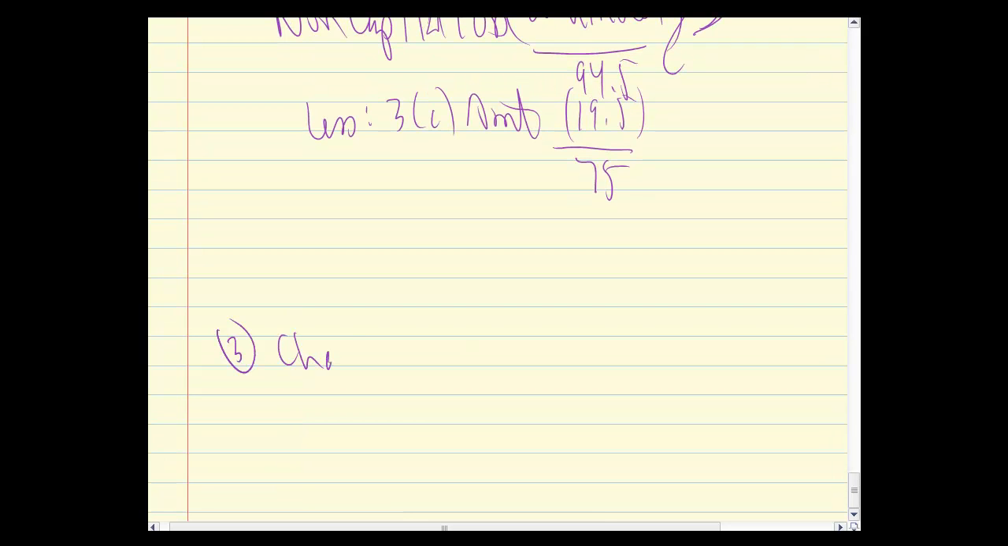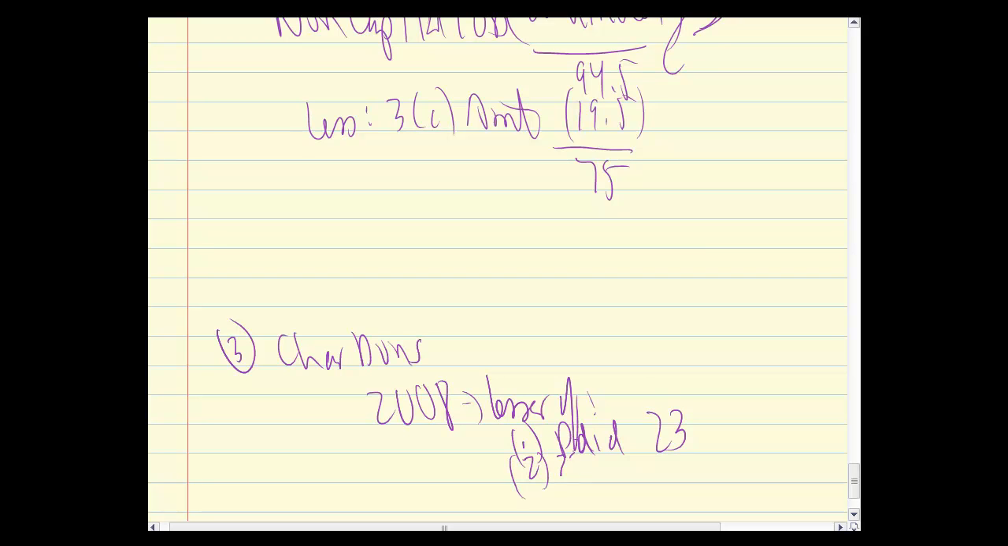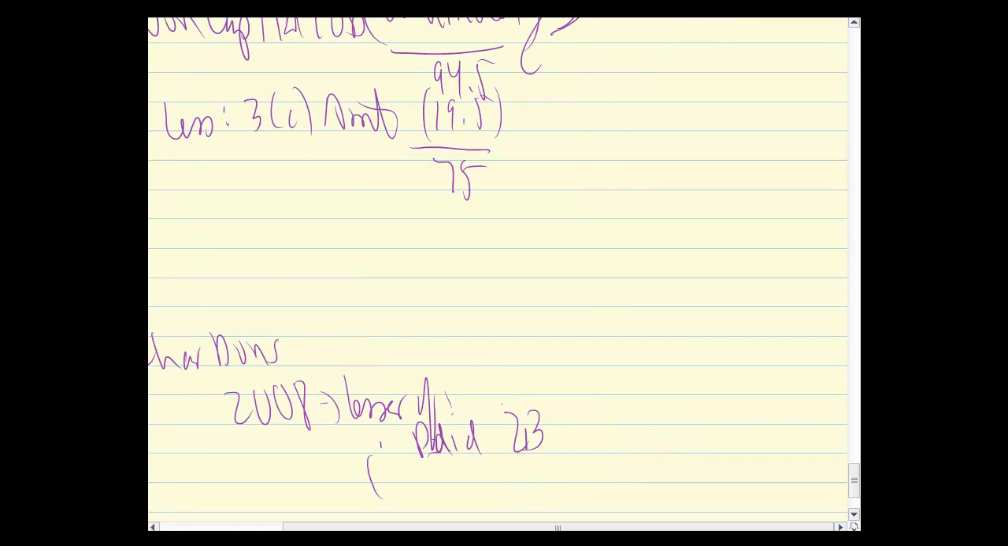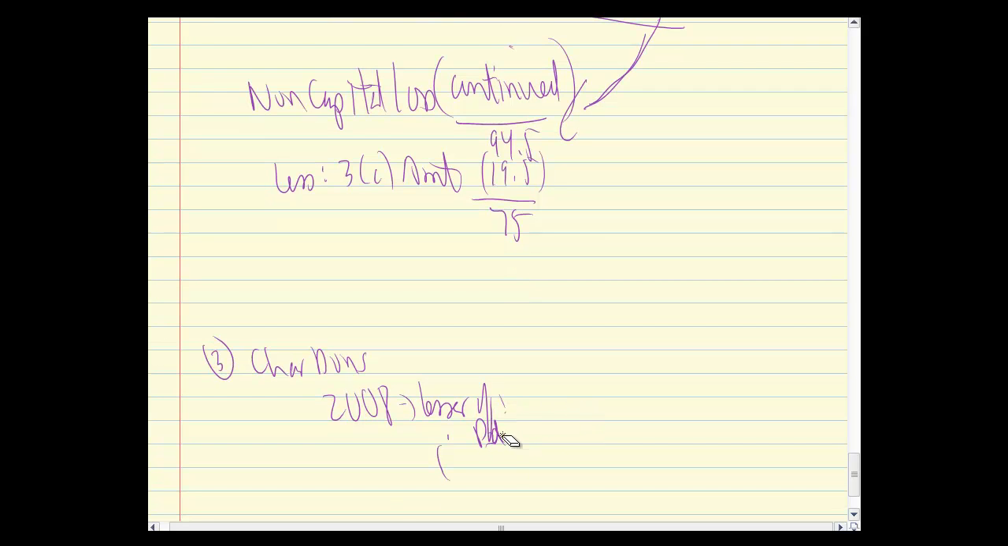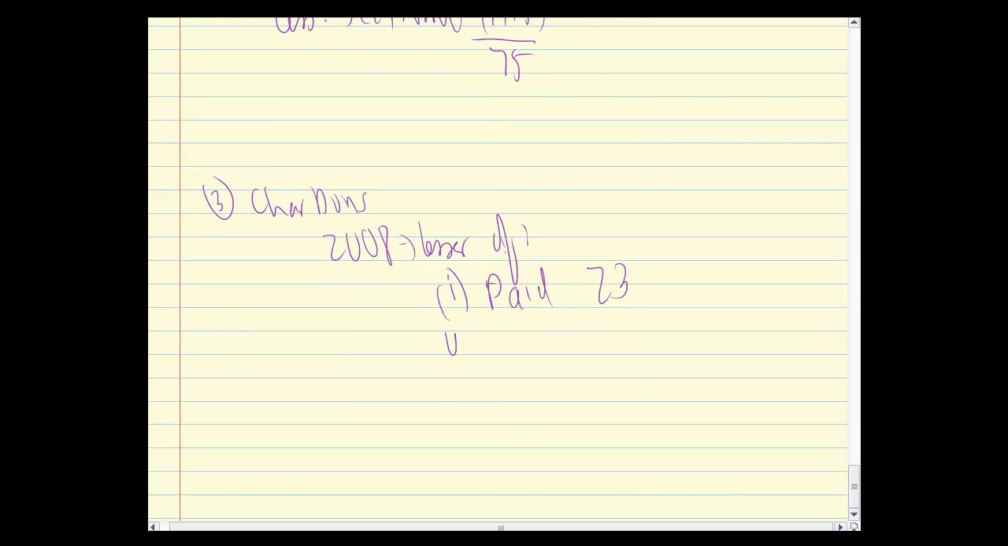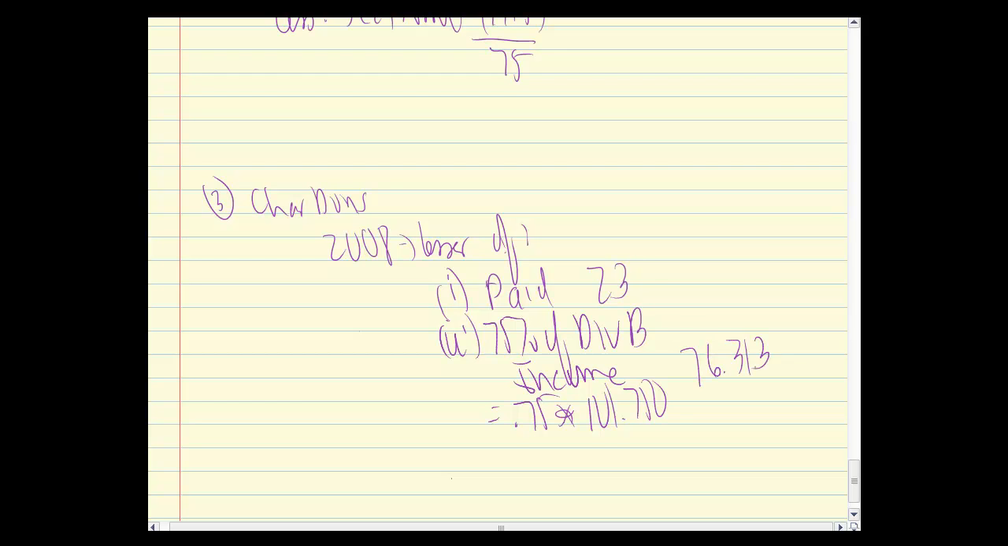So charitable donations. 2008, how did you do 2008? Paid, which was how much? 23. And 75. Oh, what happened there? Oh, there you go. So, paid, 23, to 75% of division B income, which equals 0.75 times how much? 101.75, which equals 76.313. Okay, so the lesser of is 23.